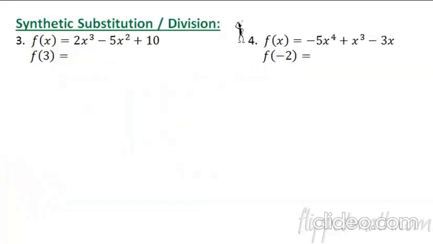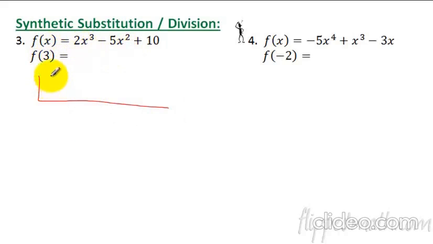Now we are on to synthetic substitution and division. Synthetic substitution just means we're going to take this number 3 and we're going to plug it into the x values, but we're not going to do it quite just that easily. I know it sounds like, why would we do something harder? Well, in some instances, synthetic substitution is actually easier than what's called direct substitution. If we just plugged it into the x, that would be called direct.